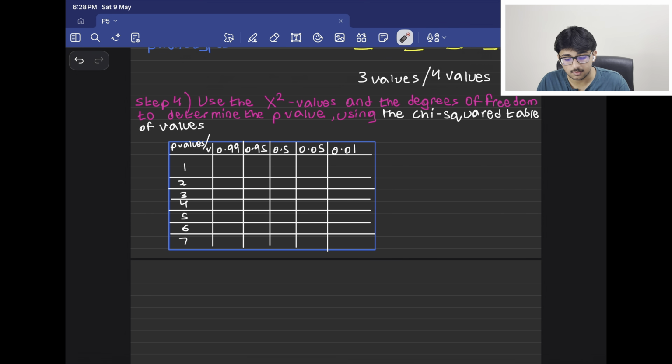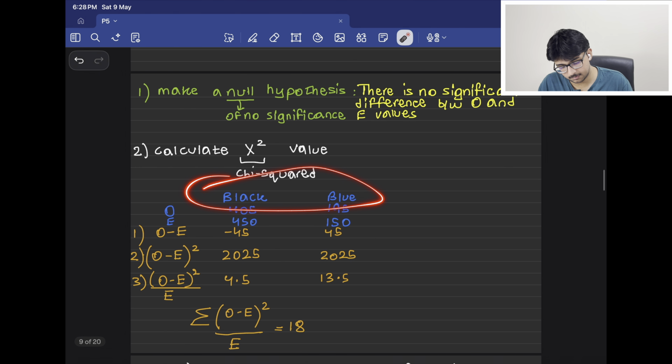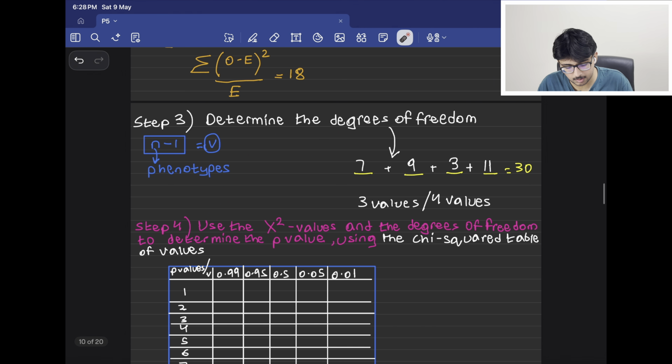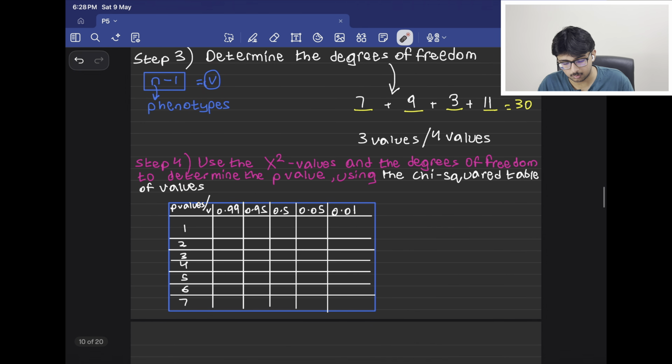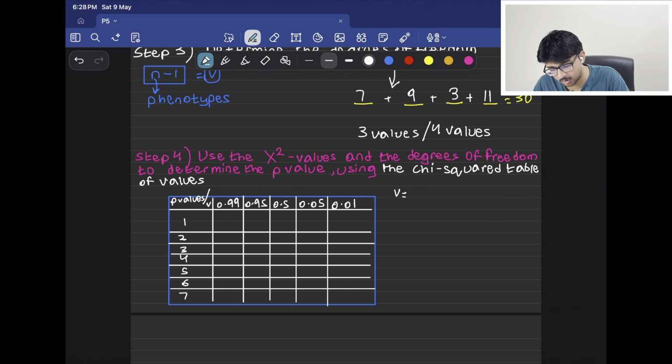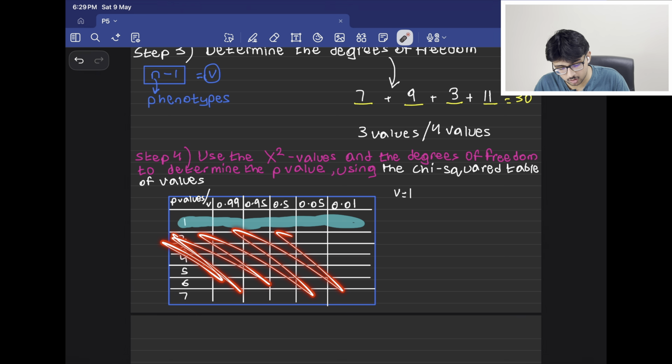Now, how do you use this? First, understand what your degrees of freedom are. Let's say you have two phenotypes here, which you have. Subtract that by 1, and you have your degrees of freedom. So in this case, V is equal to 1, which means you're only going to be looking at this row right here. The rest of the table is not of any importance to you.